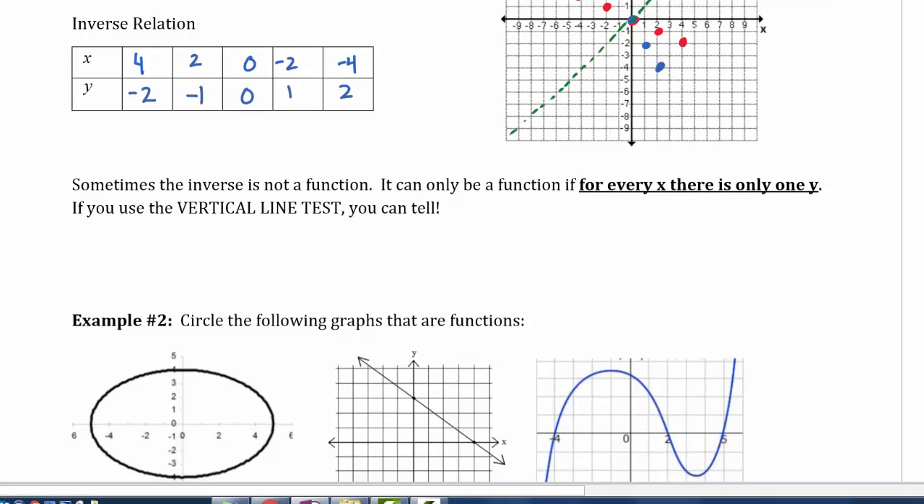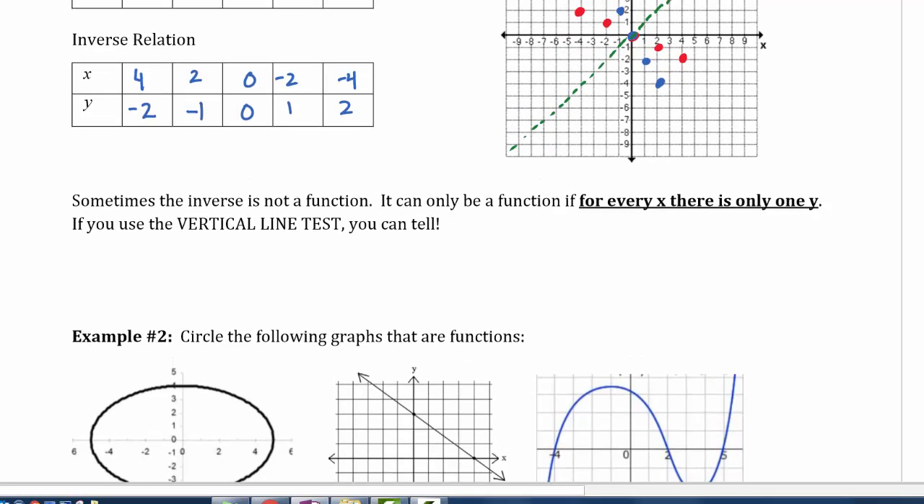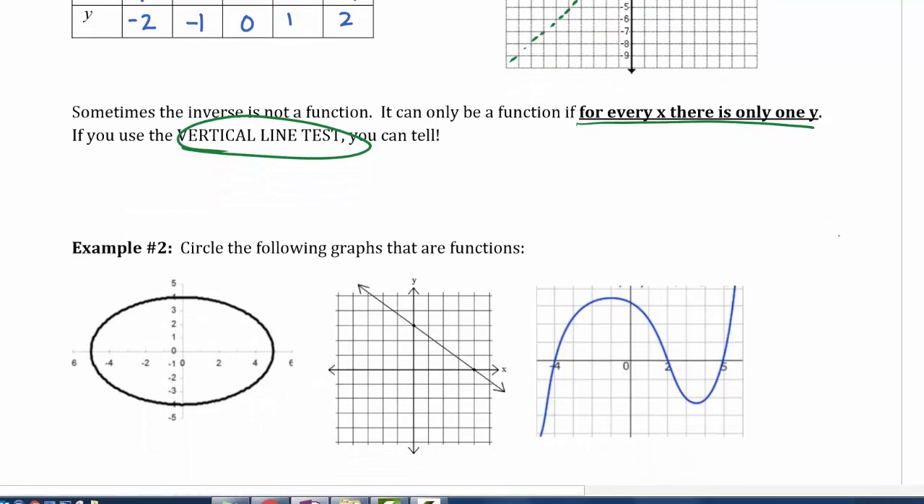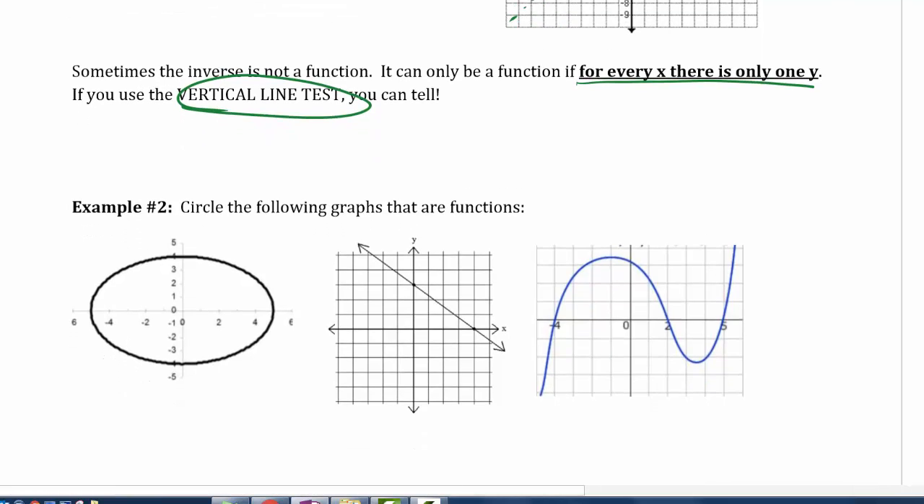Okay, so sometimes when you take the inverse, it's actually not a function. So it can only be a function if for every x there is only one y, and you use the vertical line test to test it out. So the vertical line test means that if you draw a vertical line, you might want to write this down, if you draw a vertical line, it can only touch in one place.